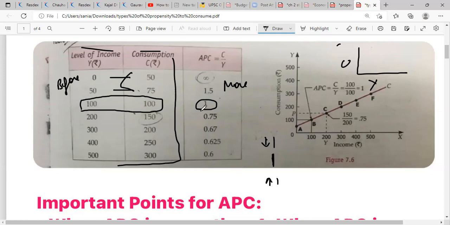Now, when your APC is equal to 1, at that moment you can see your consumption is equal to your income, and this is at the break-even point. And when your APC is less than 1, at this moment you can see your income is more than your consumption, and this is beyond your break-even point. Yes or no?